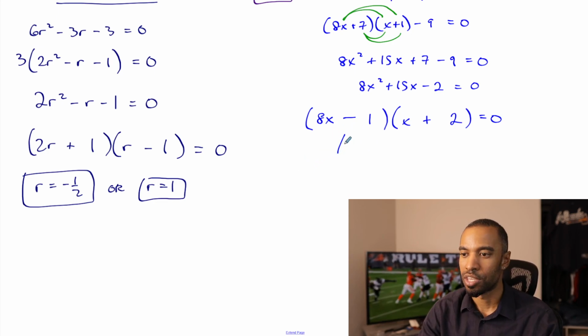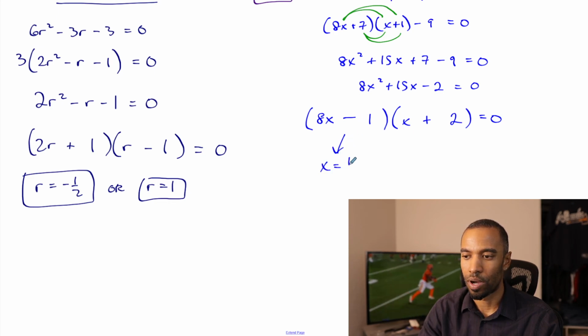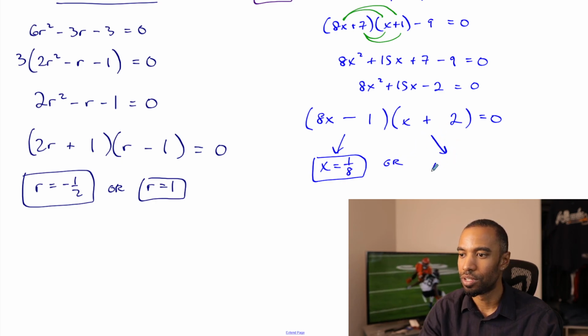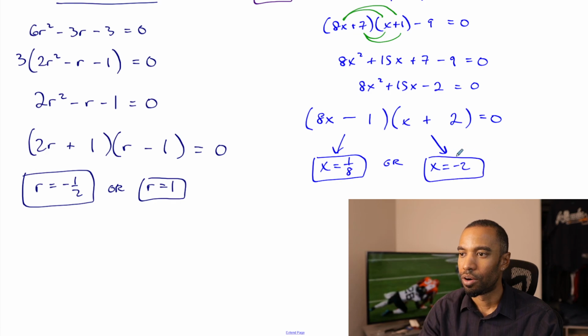Oh, let me do this fast. If 8x minus 1 equals 0, x is 1/8, add 1, divide by 8 to both sides. Or if x plus 2 equals 0, x equals negative 2. All right, and there it is.